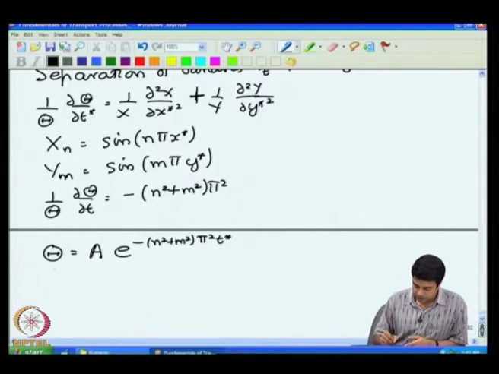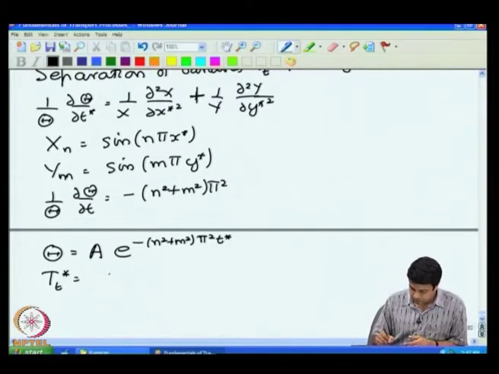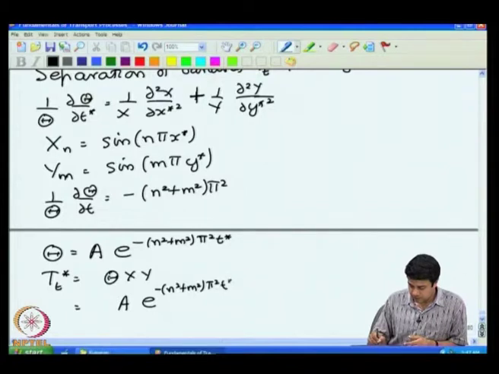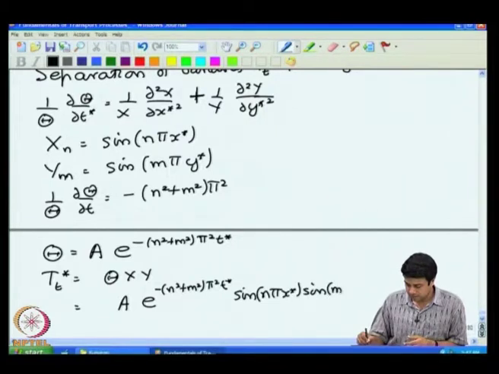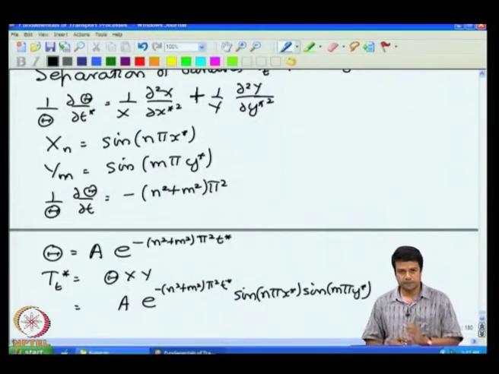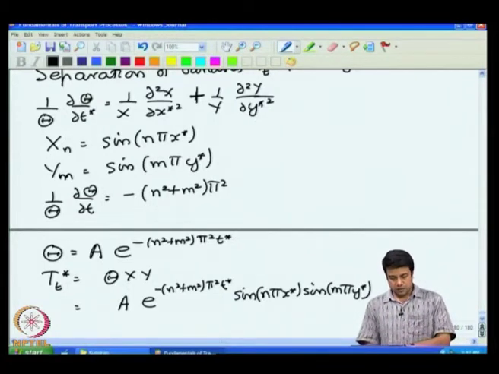So, therefore, finally, the transient part of the temperature is equal to theta times x times y, which is equal to a e power minus n square plus m square pi square t star sine of n pi x sine of m pi y. So, this solution for any value of n and m satisfies the equation.